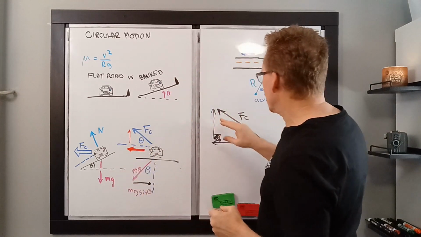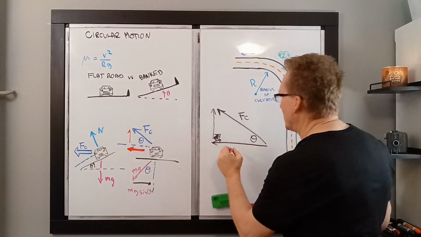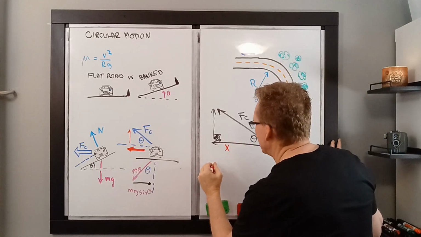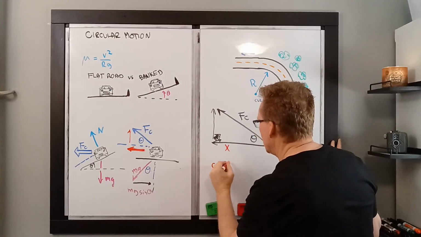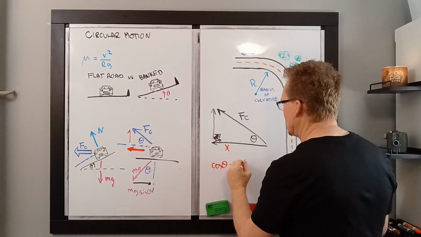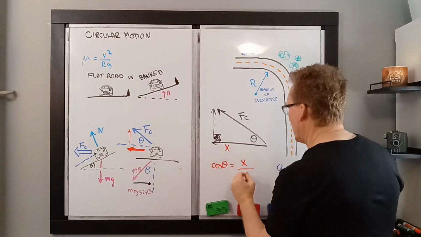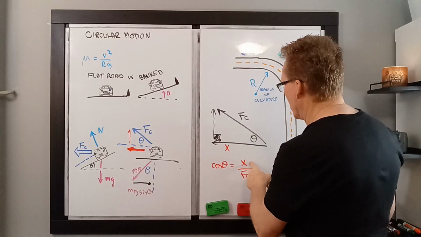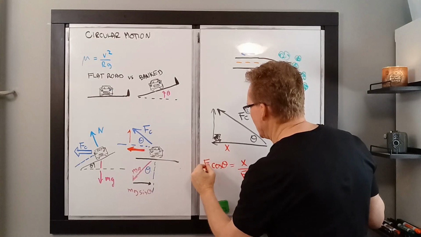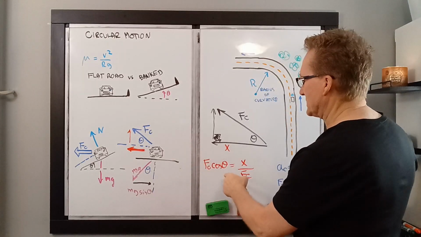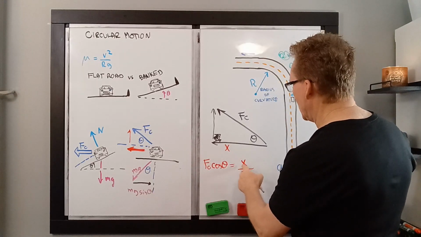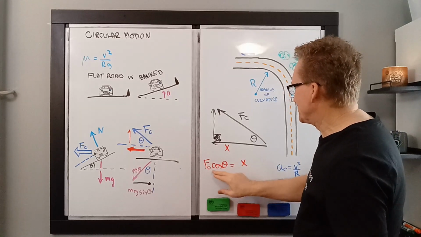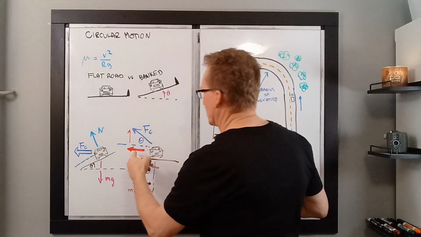This one over here. So that would be this one right here. Now, how would we find that? X. If you remember from trigonometry, the cosine of theta is equal to the adjacent, which is x, divided by the hypotenuse, which is FC. Now we want to solve for x, so we'll multiply by FC, and we'll have that X is equal to FC cosine theta. That's this component right here.